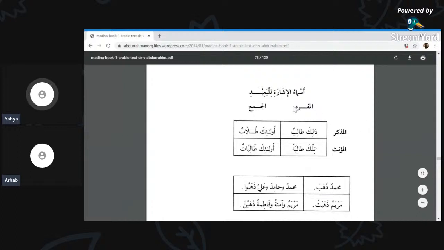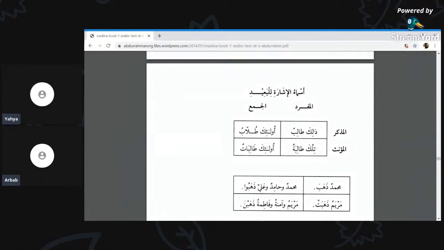Okay, here we can see the asma'ul isharati lil ba'id. Here you've got al-jam, which is plural, al-mufrad, which is the singular, and on the right you've got al-mudhakkar, which is the masculine, and mu'annath, which is feminine. So you can see dhalika talibun is mufrad al-mudhakkar, that is a student, and tilka talibatun is mufrad al-mu'annath, a female student. And for plural, we've got ulaika tullabun and ulaika talibatun. So again, ulaika, like haula'i, is used for both the masculine and the feminine.